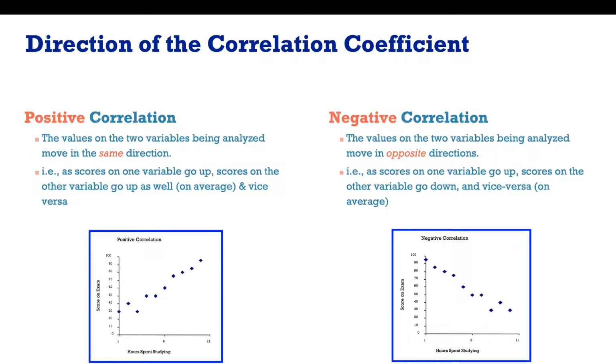So a positive correlation indicates that as the values increase on one, they will increase on the other, or as values decrease on one, they also decrease on the other. So the variables are going the same direction. If one's increasing, the other's increasing. If one's decreasing, the other's decreasing. So if they're going the same direction, that's a positive correlation.